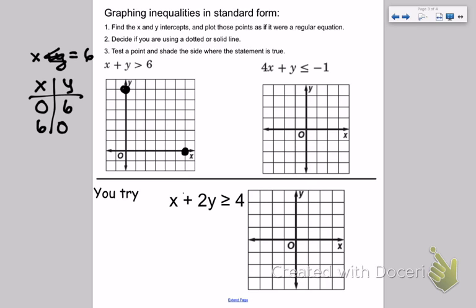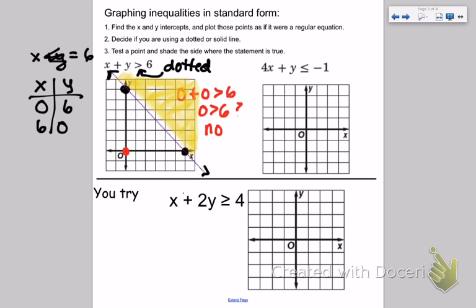Now we have to think about what kind of line we need. Because it's a greater than sign, we need a dotted line. You can't do a solid line unless it's or equal to. So I'm going to connect those 2 points with a dotted line and arrows at both ends. Now I'm going to pick a point to test. 0, 0 works because it's not on the line, and plug it in. 0 plus 0, because both my x's and y's are 0, is greater than 6. Is 0 greater than 6? No. So we shade the other side. The solution is any point that is in that shaded yellow region. Let's look at the next one.